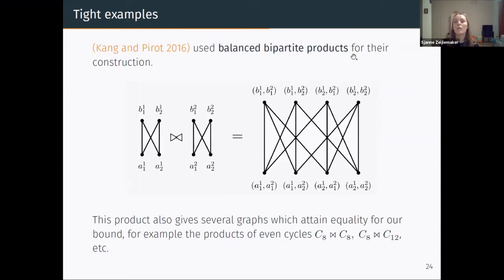And other examples follow from some paper by Kang and Pirot. So this is a paper in relation to this question that I showed. And they introduced something called a balanced bipartite product. So they take the Cartesian product of these parts of the bipartition and they connect these in some way. Their construction is actually very elaborate, but even if we try this for quite simple graphs, like certain even cycles, we also find something that gives equality for our bound. So we can see that a paper with a very different outlook on this question actually provides examples that also work very well for our spectral bounds.